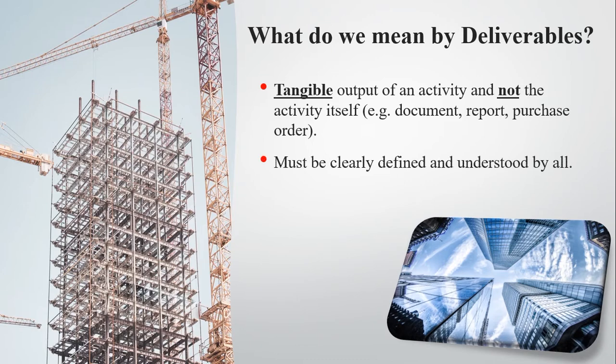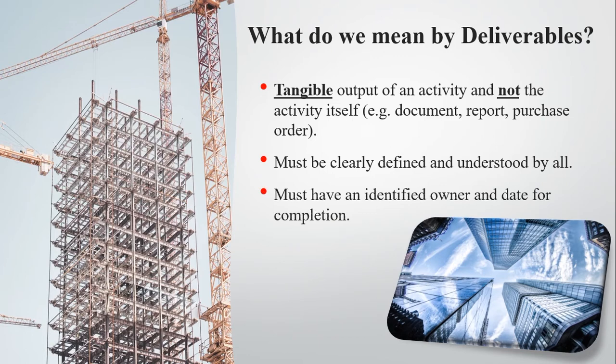It must be clearly defined and understood by all. And this is important from the project manager himself to make the project team clearly understand what their respective deliverables are at any one point in time, and give them that visual, flash understanding that this is your remit. Must have an identified owner and date for completion. So again, tangible, remember this element of it, because put that in your head. It has to be a document, a report, a product, a component, something physically done to allow the next stage to occur.